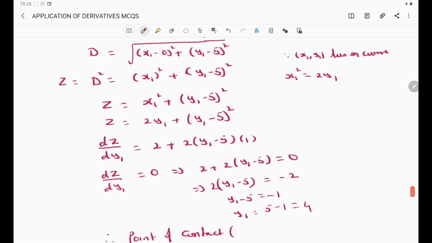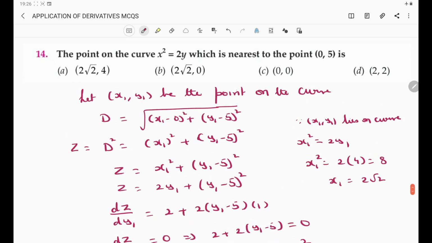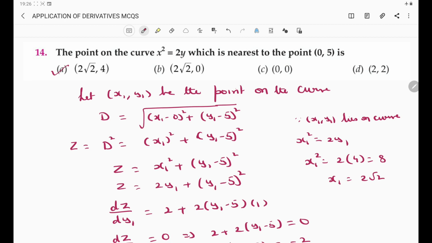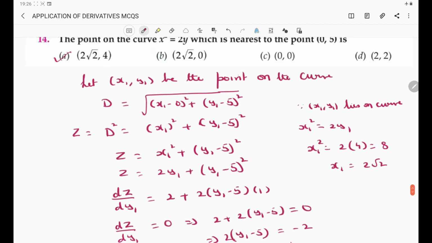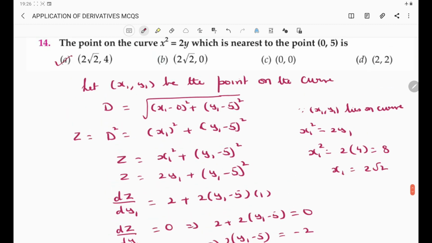x1 square equal to 2y1. So we get x1 square equal to 2 into y1, which is 4, that's equal to 8. So x1 is equal to 2 root 2. So the value will be 2 root 2 comma 4, which is option A. So the point which satisfies this is 2 root 2 comma 4. So this will be the right option. Option A, 2 root 2 comma 4, is the right answer.